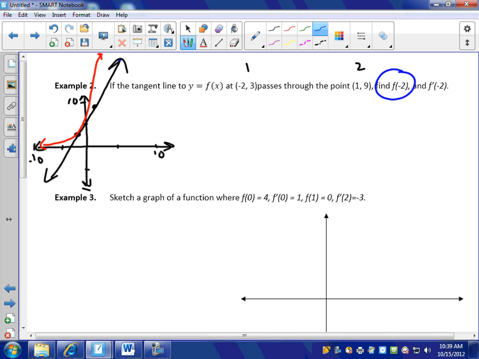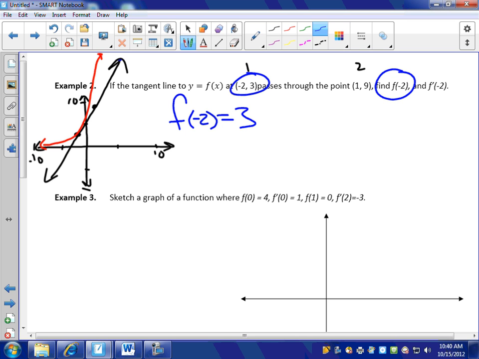So let's look at what this question is actually asking. Find f of negative 2. That means if I plug in negative 2, I have an output of the function. What's the output of the function at negative 2? 3. Yeah. F of negative 2 is equal to 3.